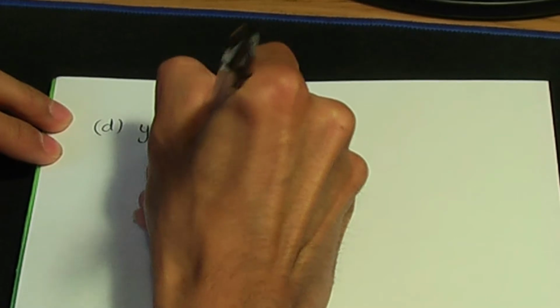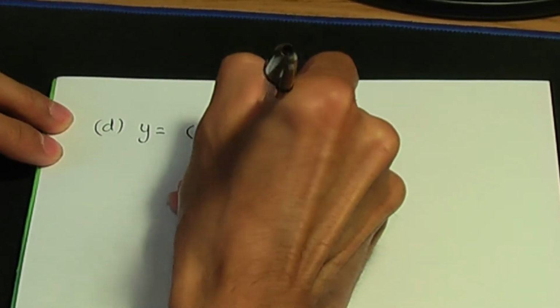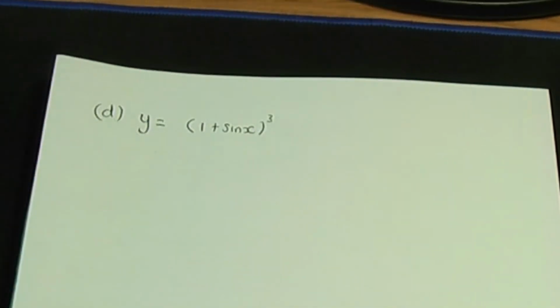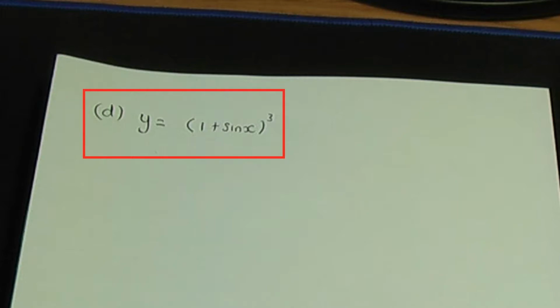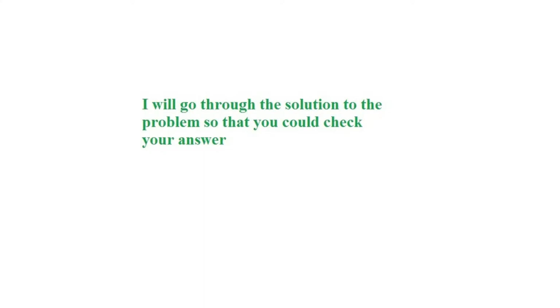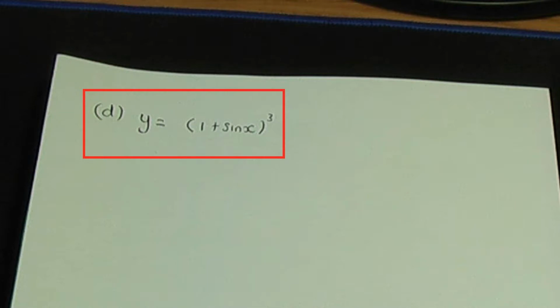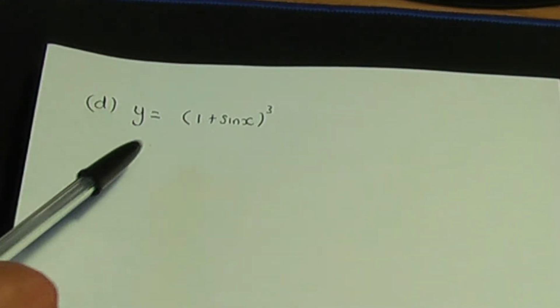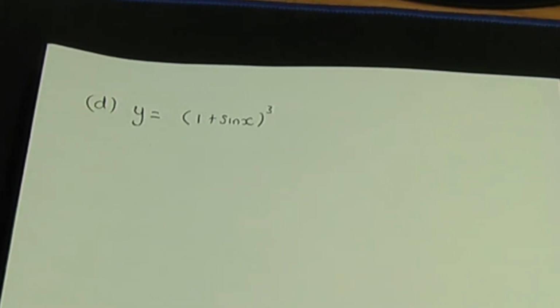Right, let's try another problem. So part D. So y is equal to, and let's differentiate, 1 plus sine x to the power 3. Now, to differentiate this function, remember one of the rules that I've explained in the function of a function rule video. So if you haven't watched that video, here's the result from that video.